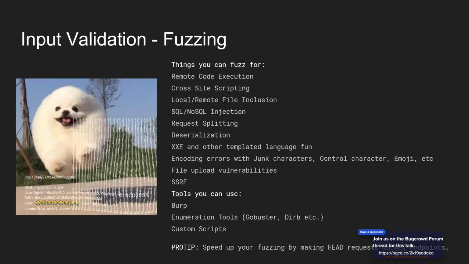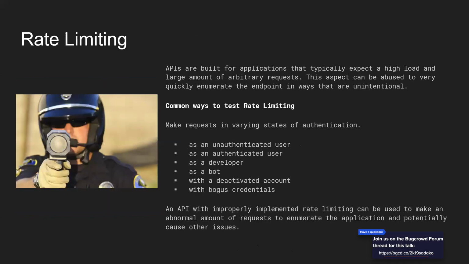Tools that are commonly used for these kinds of things are Burp, which is the gold standard in my view for fuzzing and using the Repeater to insert junk data into requests. Other enumeration tools like GoBuster, Dirbuster, using SecLists and other GitHub repos that have a lot of awesome fuzzing payloads, as well as just general application parameters that might be useful. And then custom scripts, which I'll get into in a little bit too. So pro tip here is speed up your fuzzing by making HEAD requests to API endpoints, which I'll also get into later.